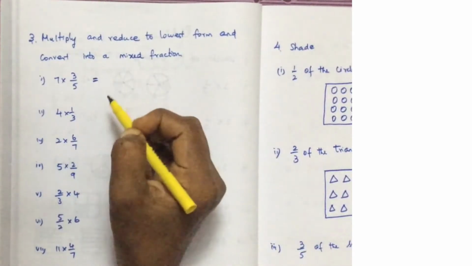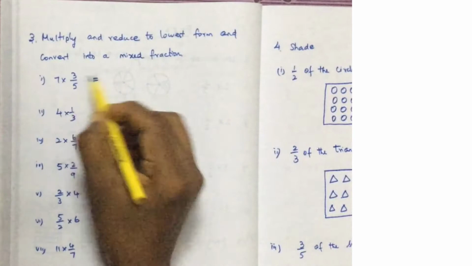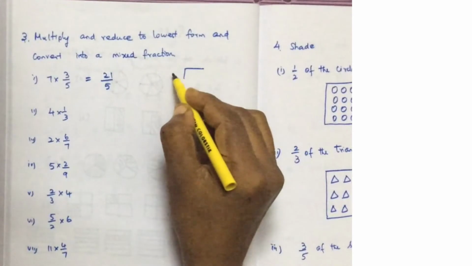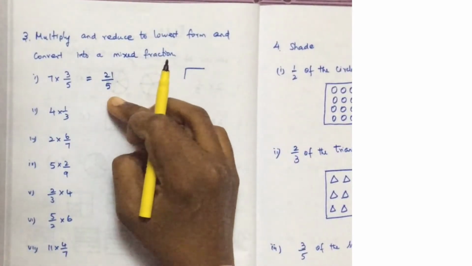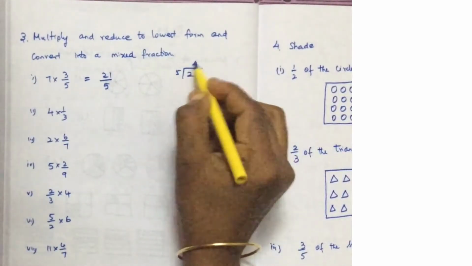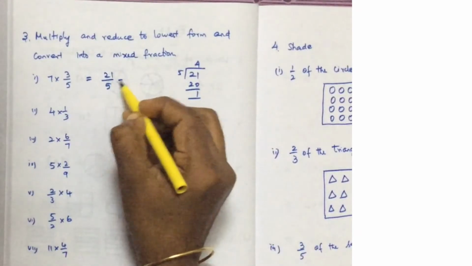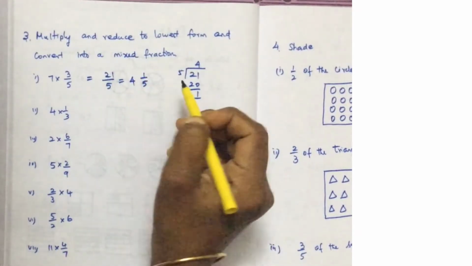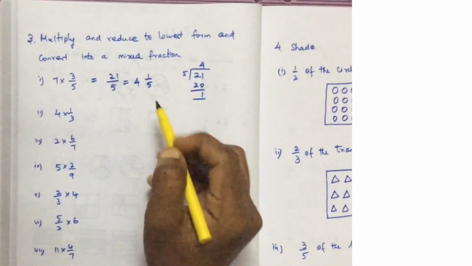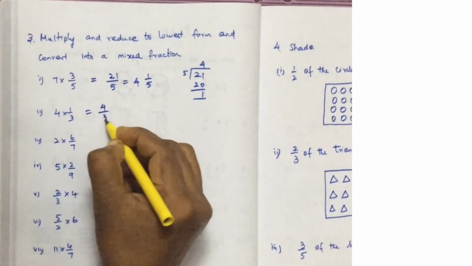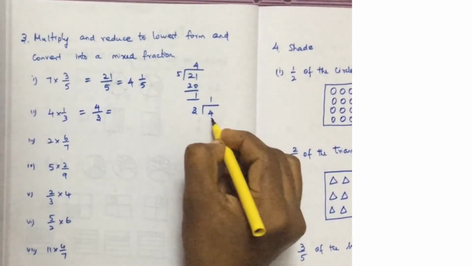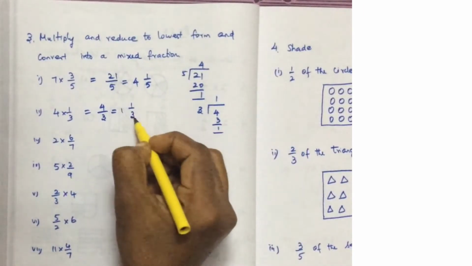Okay, first, 7 multiplied by 3 is 21 divided by 5. Now we want to divide this to convert into a mixed fraction. Here it is an improper fraction. The numerator is bigger than the denominator. So 5 fours are 20, remainder 1. Now how we will write it: 4 1 by 5. Always you see the denominator should be the same. So 4 1 by 5 is the answer. The next is 4 divided by 3. If we divide, it is 1 1 by 3.